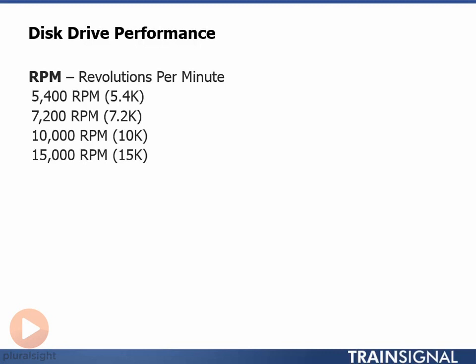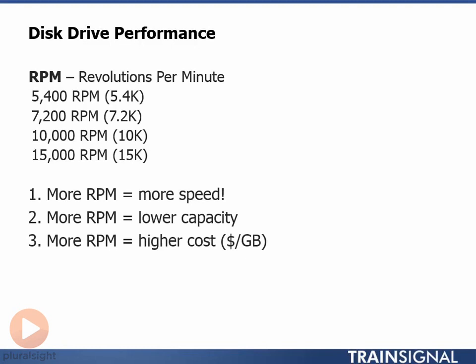Now then, the RPM of a drive has a direct impact on 3 things. First up, it has an impact on the performance of the drive. More revolutions per minute, or more RPM, equals more speed. More RPM usually results in less capacity on the drive as well. Slower drives have more capacity, faster drives have less capacity. The third point, faster drives, those with more RPM, also tend to be more expensive.